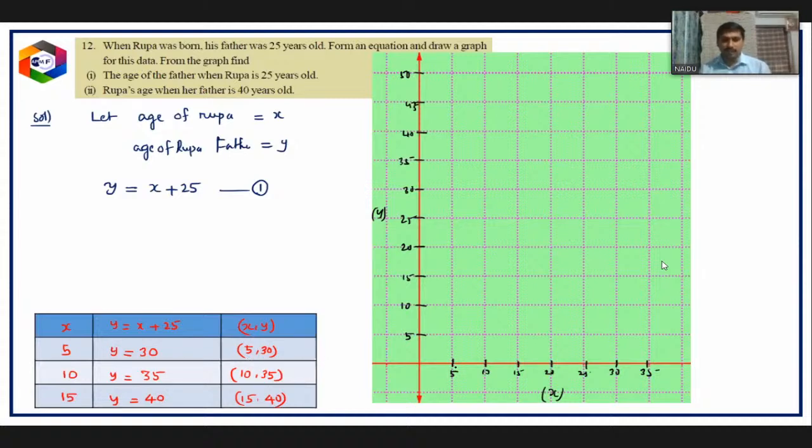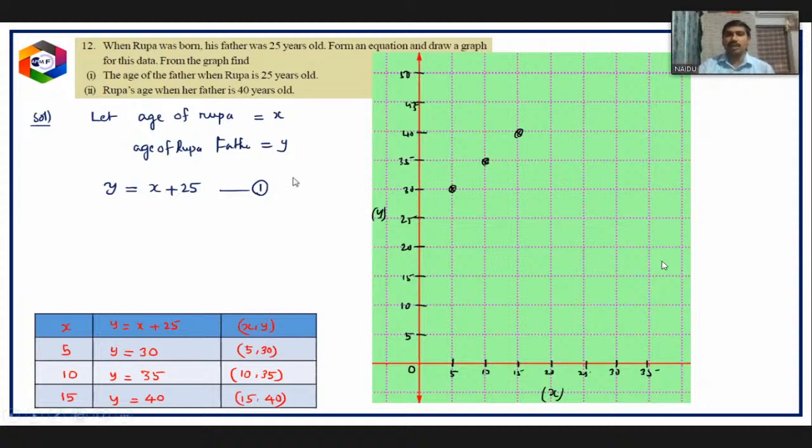5 comma 30. This is 5 and this is 30. So this will be the point. Next, 10 comma 35. Horizontal direction 10 and vertical 35. This is the point which it satisfies. Next, 15 comma 40. So this is the point. So now we have 3 points, and upon joining those 3 points using the scale, you will get a straight line.